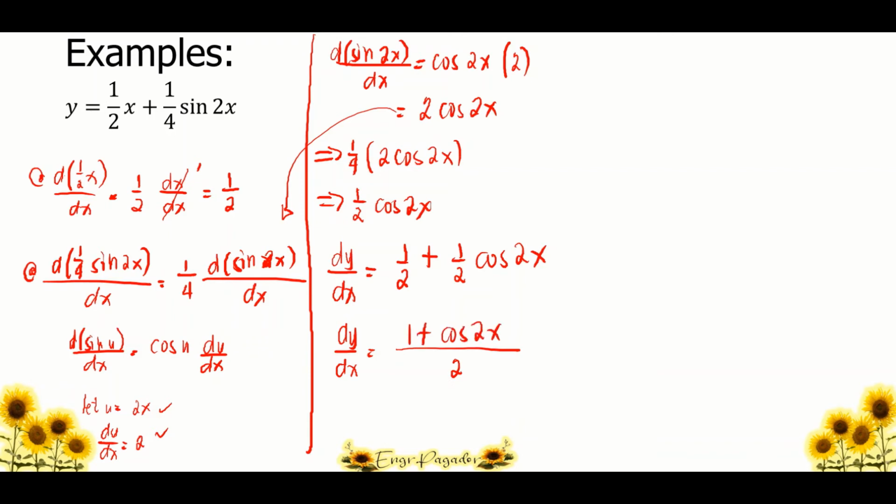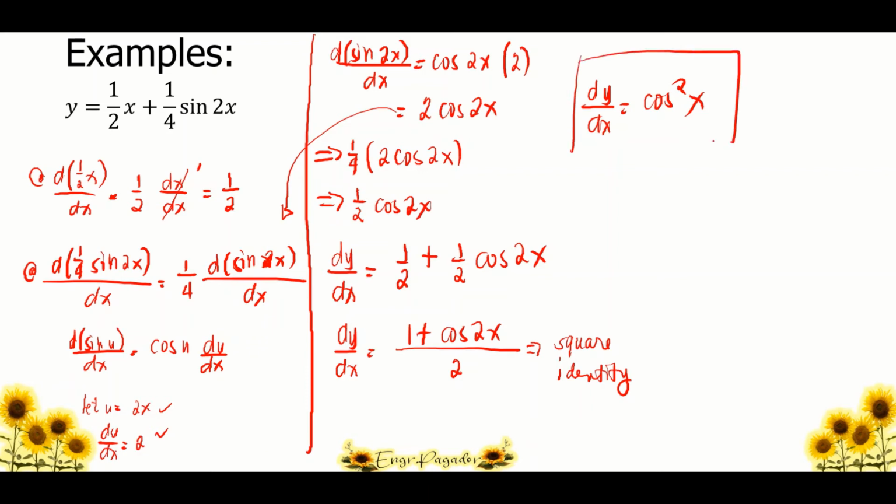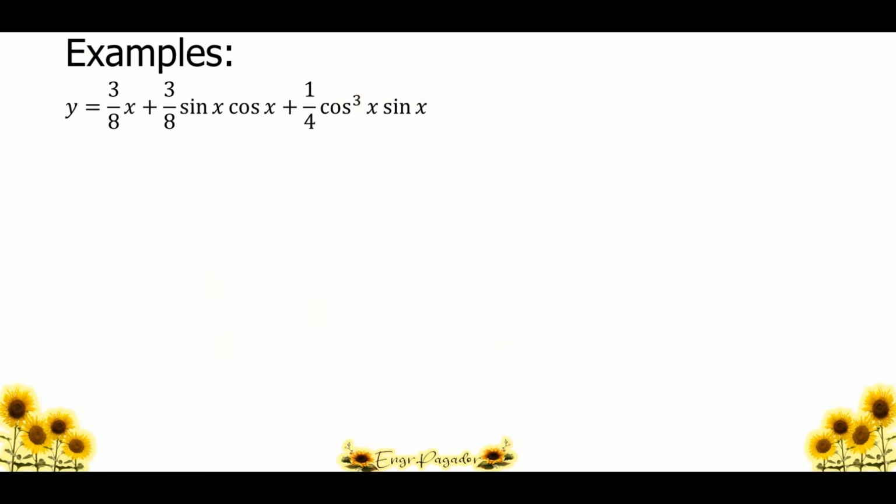So, if you recall again your trigonometric identities, isa na naman tong identity. And this is what we call your square identity. And this will be equal to dy over dx cosine squared x. So, ito na ngayon yung final answer natin for this example. So, our final answer is simplified using trigonometric identity. So, let's continue with the next example.